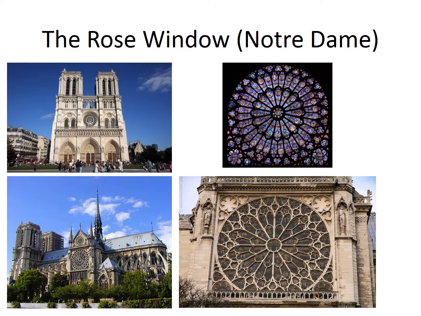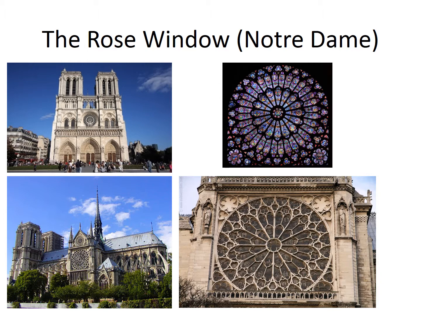This is the rose window, and I'm using it as an example of radial symmetry because it radiates out from a central point. This is actually fun. I've actually seen the rose window, and it is beautiful. It is on the Notre Dame Cathedral, and it's right there on the side.